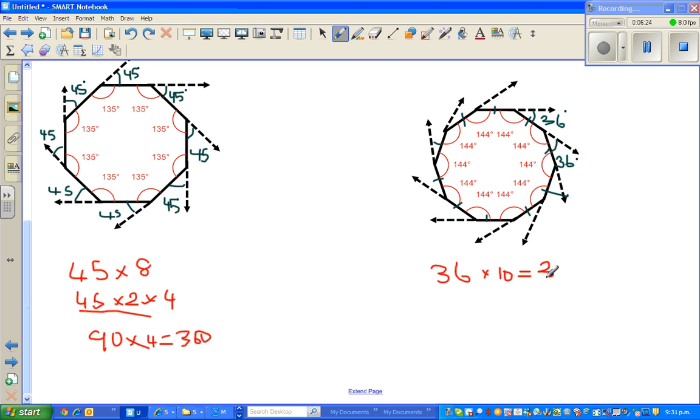So from this we have proved that if you take any polygon, regular or irregular, and you add up the exterior angles, they will always add up to 360. Here again, you can see 144 plus 36 is 180.